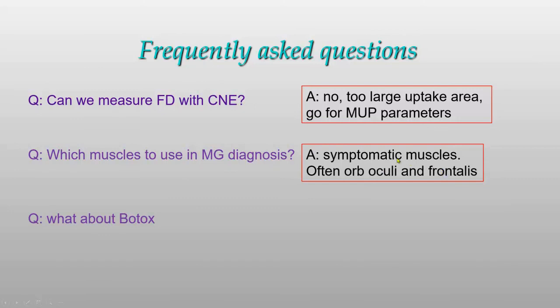And if two muscles, particularly if they are symptomatic, have a normal jitter, then it's very unlikely that it's myasthenia, and to add a third muscle usually is not fruitful. Then it's better to ask the patient to come back after 3 months.